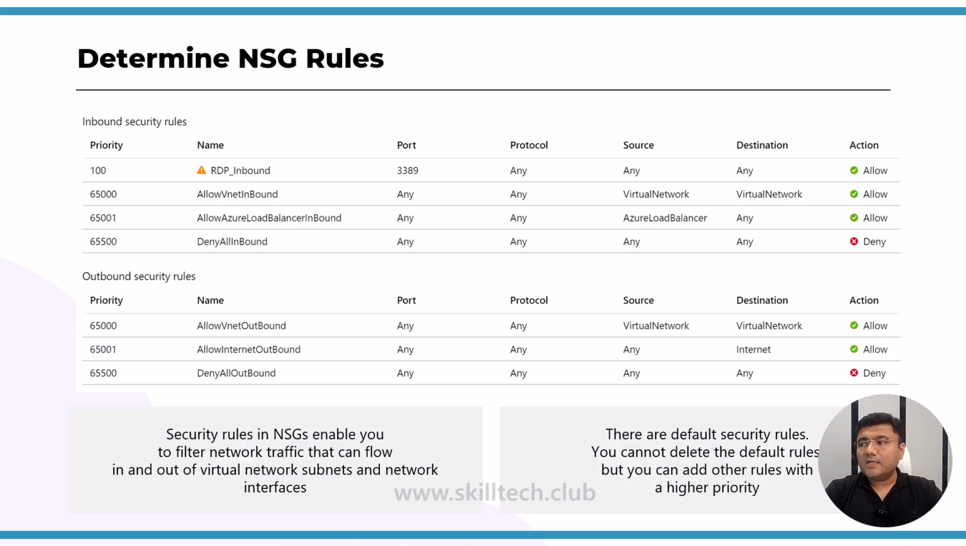Now obviously, when you're dealing with this, you can configure inbound and outbound security rules with different port and protocol configurations, with whatever action you want, whether you want to allow or deny. Remember, when you have two rules for the same port number and protocol configuration, the highest priority rule is going to override the lower priority rule.